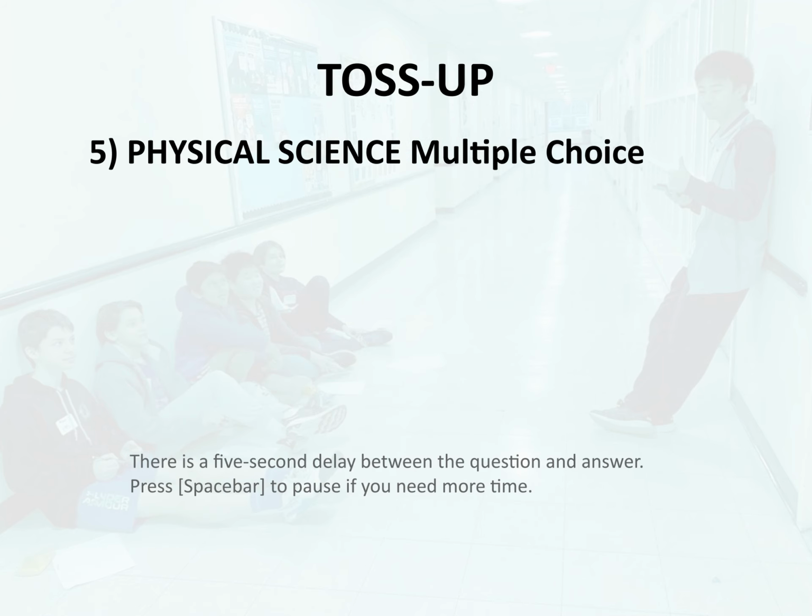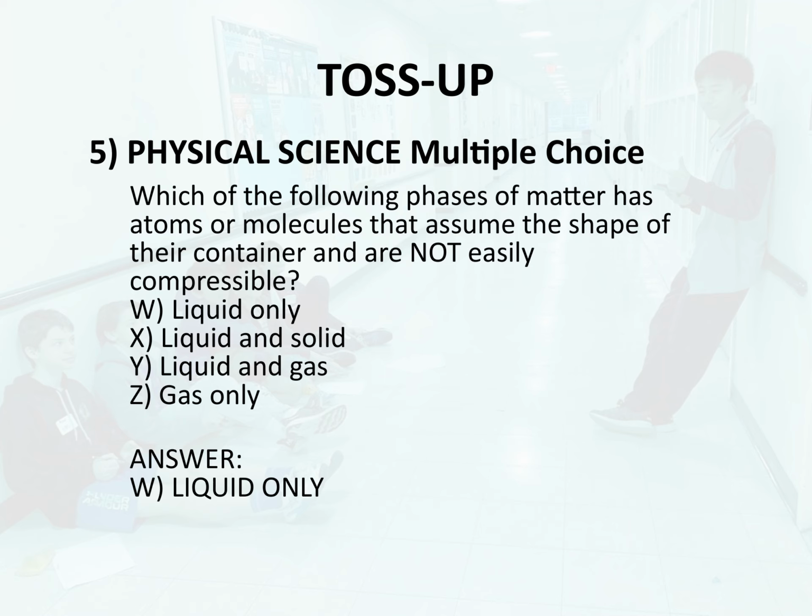Toss-up 5. Physical science. Multiple choice. Which of the following phases of matter has atoms or molecules that assume the shape of their container and are not easily compressible? W. Liquid only, X. Liquid and solid, Y. Liquid and gas, Z. Gas only. Answer: W. Liquid only.